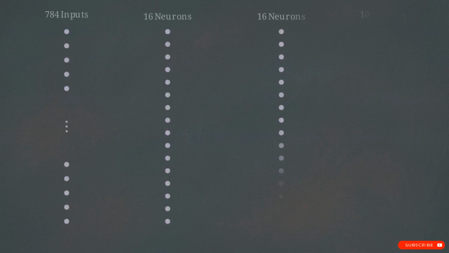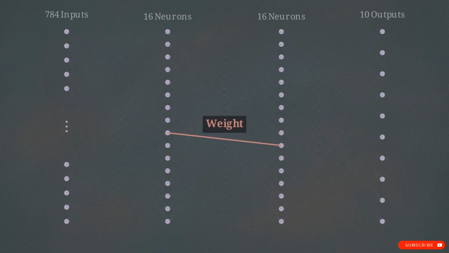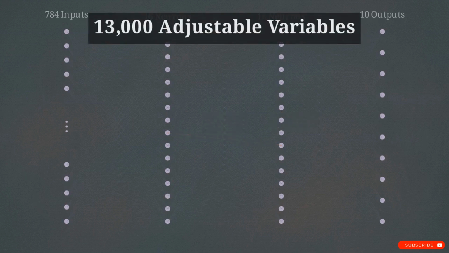We rely on a somewhat arbitrary but highly functional structure here, 2 hidden layers containing 16 neurons each. To route the information through this structure, every single connection between these layers requires a specific weight to dictate the connection strength and a localized bias to determine when the neuron activates. The network contains roughly 13,000 adjustable variables.